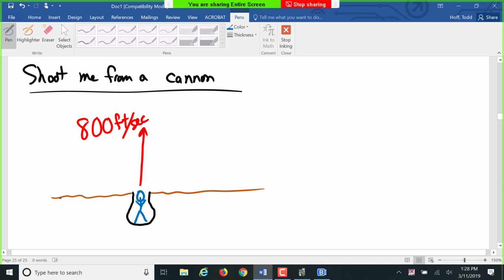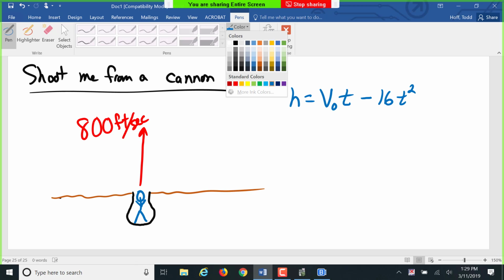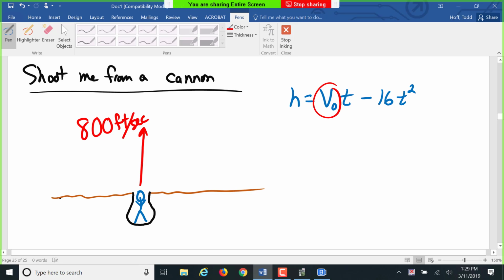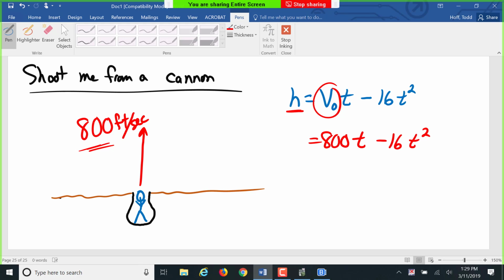The formula that describes the position, the height of an accelerating body above Earth, the height at any given point in time after it's been fired, is the initial velocity times the time minus the acceleration of gravity, expressed with 16 times your time squared. So what's my initial velocity in this problem? 800 feet per second. So it's 800 times t minus 16 times t squared. What I want to know is how long till I splash down and die? How long do I have left to live? Well, what height am I going to be at when I hit the ground? 0. Very good.